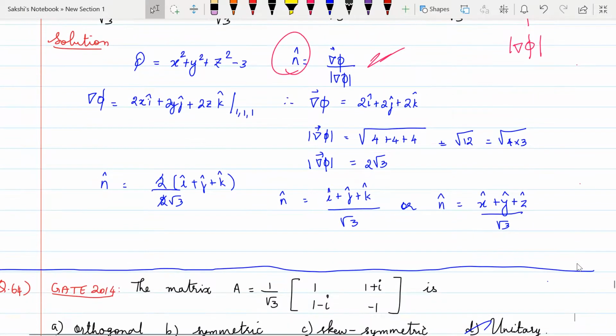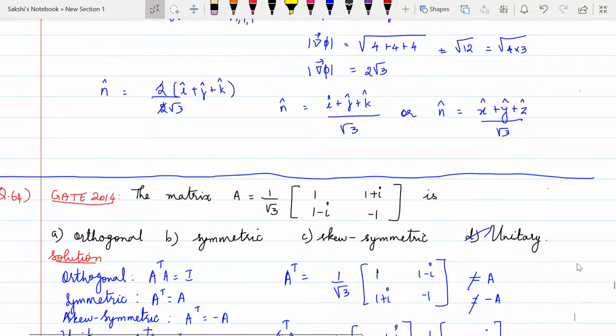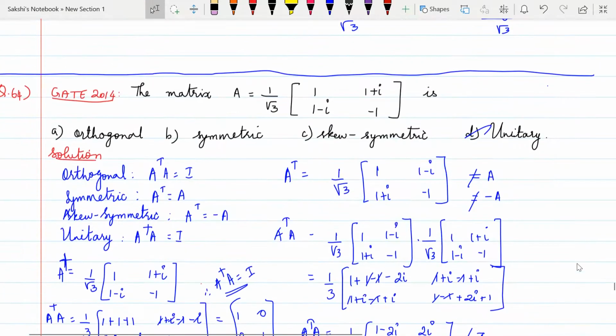Then I've simplified according to the option given in the question. Next is from matrix, a very easy question, maybe a 1 mark question. A matrix is given, and we have to find whether this matrix is orthogonal, symmetric, skew symmetric, or unitary. These are the formulas for each. I have found A transpose, A dagger, A dagger A, and I have seen which satisfies the formula. So I have found that this matrix is a unitary matrix.